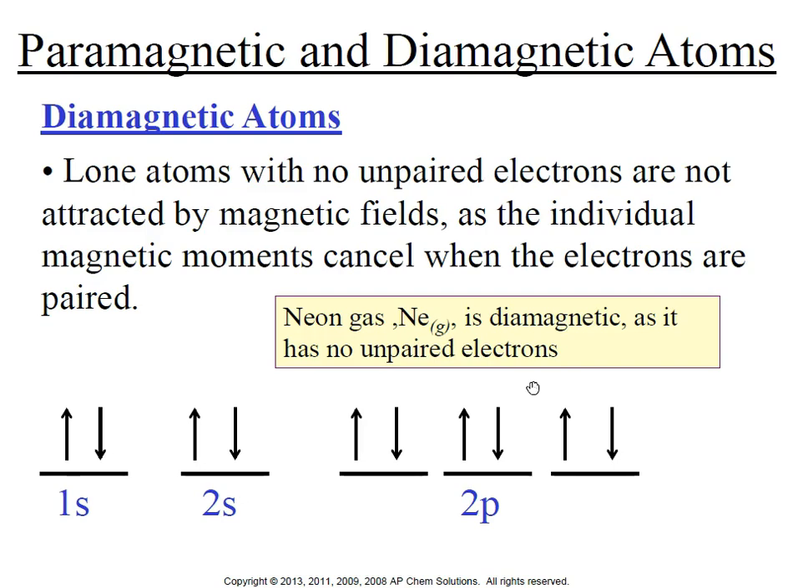There can be some confusion because the word para, we think pairs, so we think, oh, their electrons must be paired. But no, their electrons are not paired, so they will pair with a magnet. They will be attracted to a magnet.